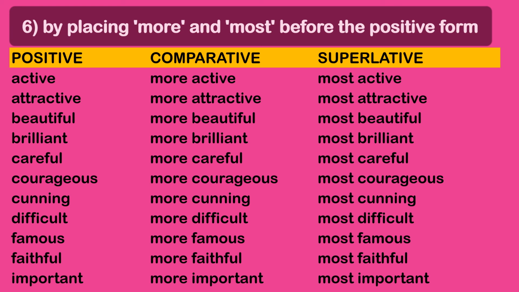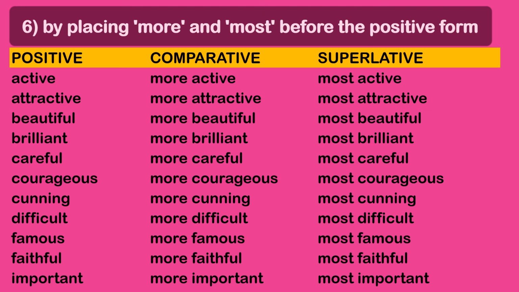But if we are saying attractive, how many syllables? Three syllables are there, right? And courageous. See what a big word it is, courageous, right? So our mouth is fluctuating four to five times, right? So what is this? If your positive degree is of more than two syllables, then we always use more and most before that, for comparative and superlative.